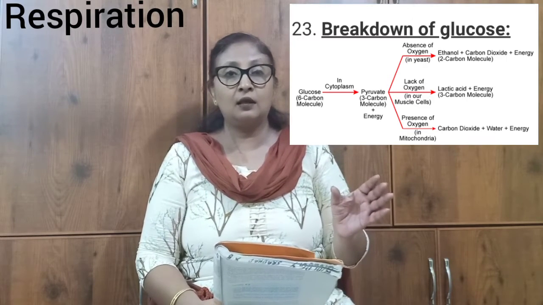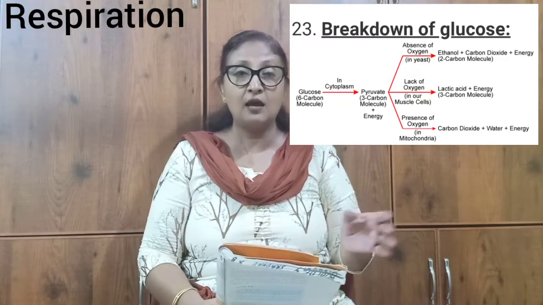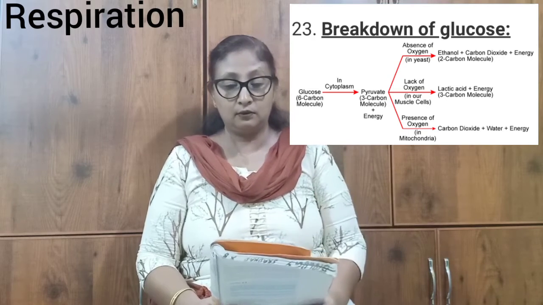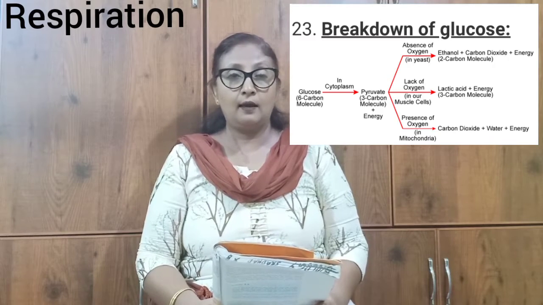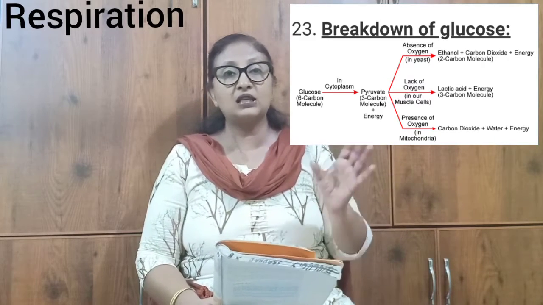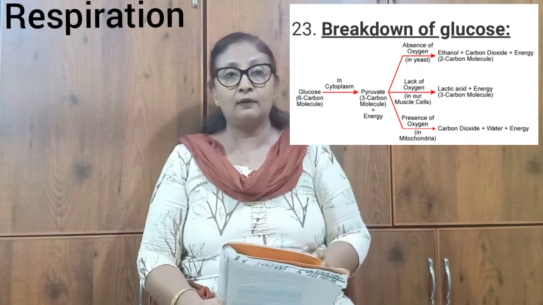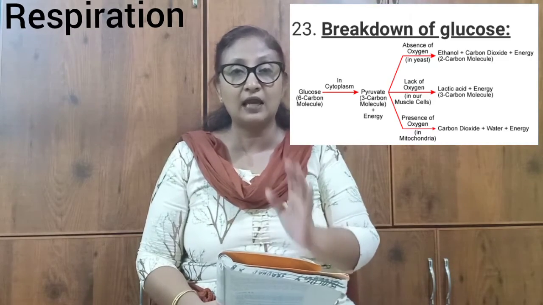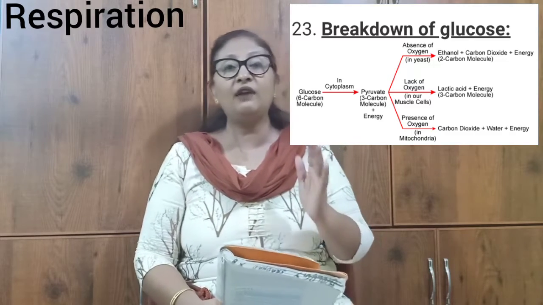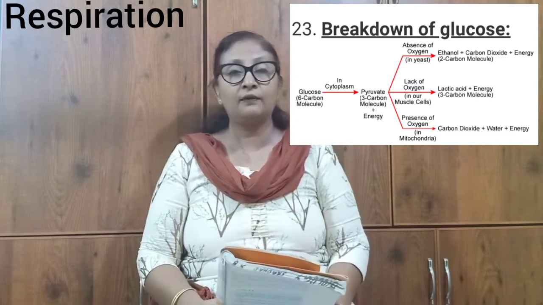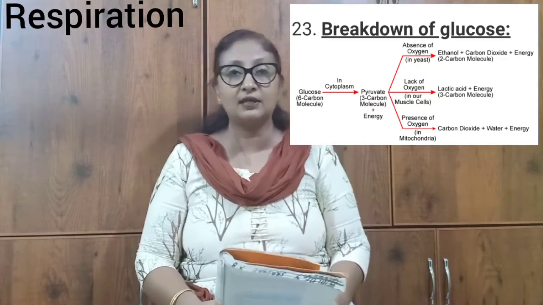Glucose is the substrate, which is a 6-carbon respiratory substrate, that is C6H12O6. This 6-carbon molecule is broken down to a 3-carbon molecule known as pyruvate. This reaction takes place in the cytoplasm. Along with pyruvate, a small amount of energy is also released. This first step is common to all the other 3 pathways.